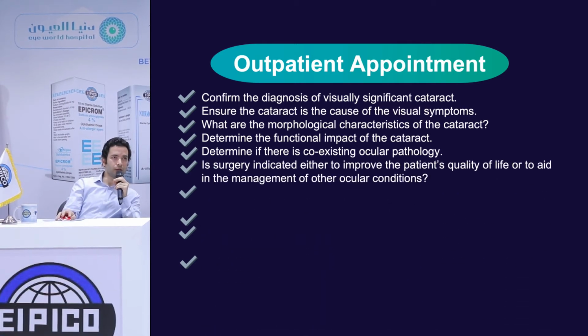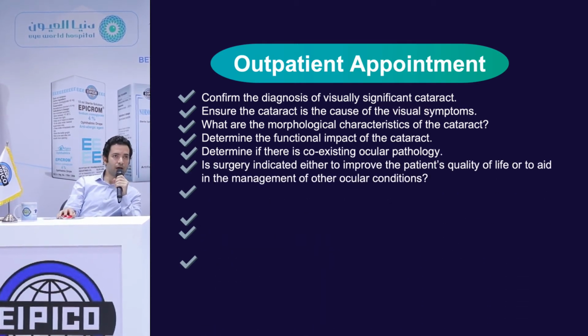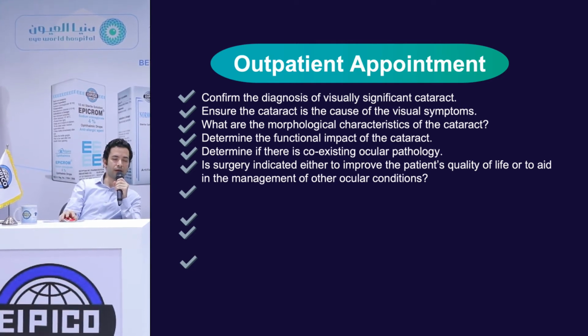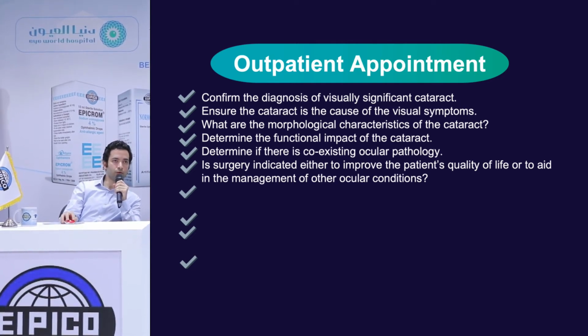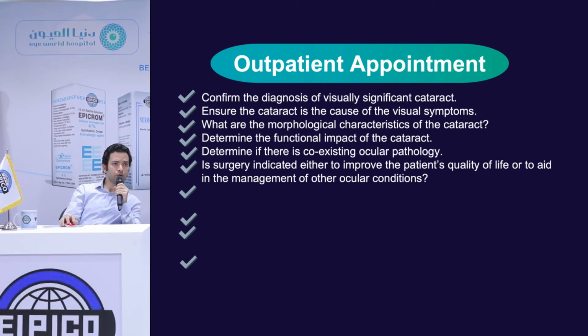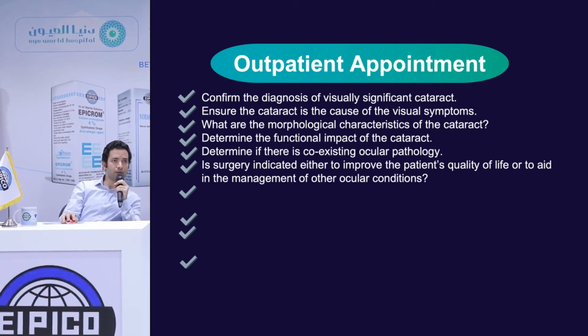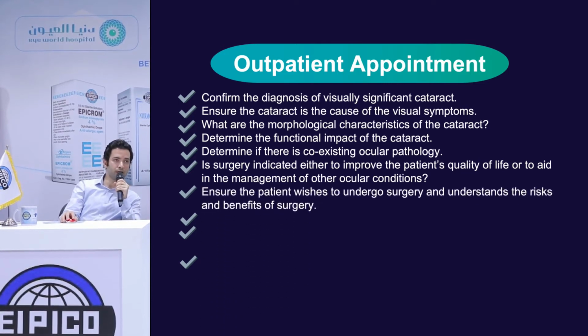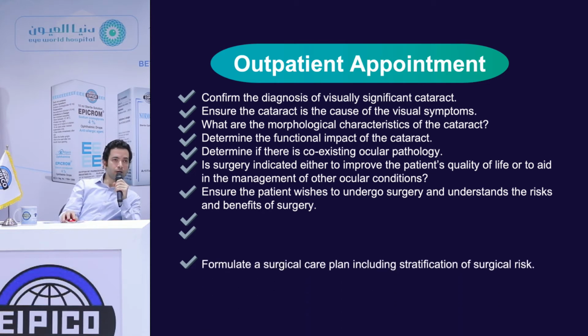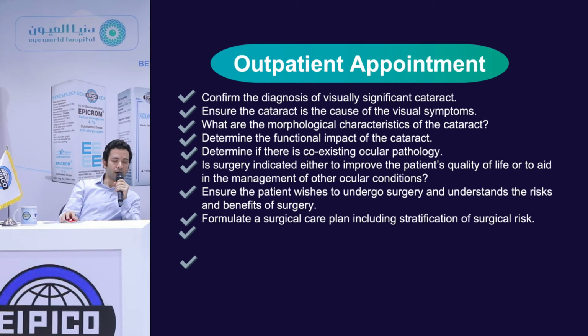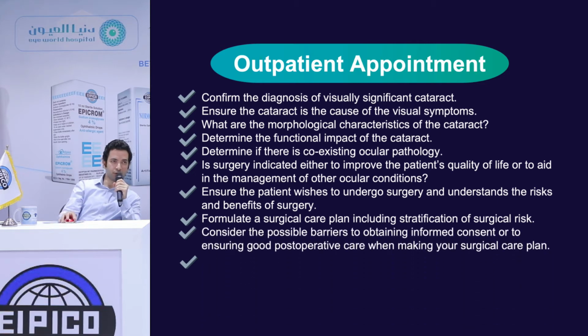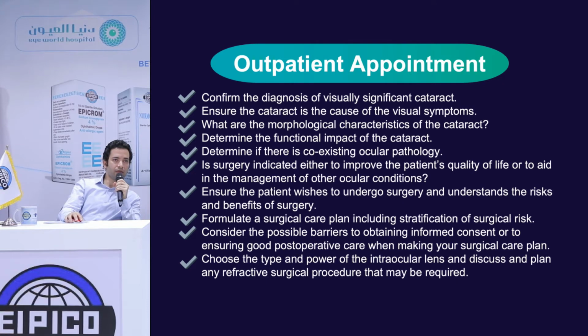Also, you should take into consideration the quality of life that the cataract surgical extraction will give to the patient, and also whether the patient wishes to undergo surgery and understands the risks and benefits. So informed consent should be obtained from the patient, where he understands what is going on in the surgery. And eventually, after you fully take the history from the patient and examine him, you should formulate a surgical plan, and then you are ready for the surgery. So let's start now with the history.